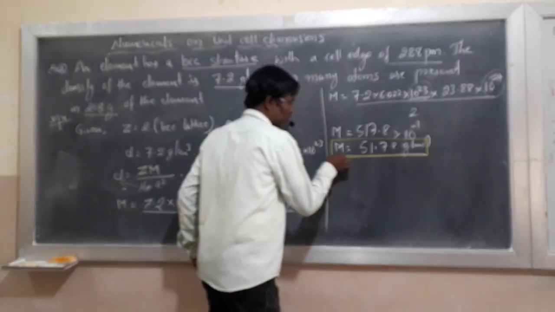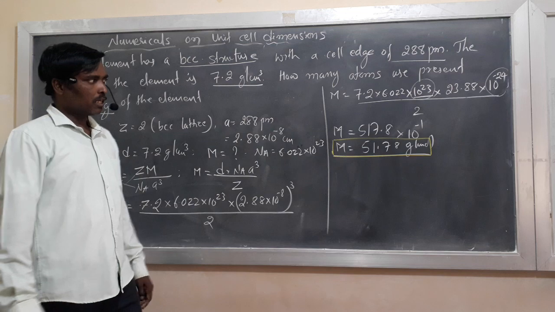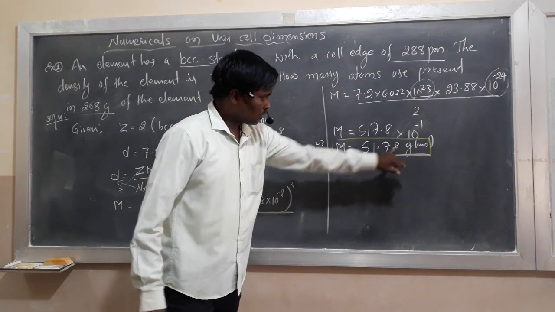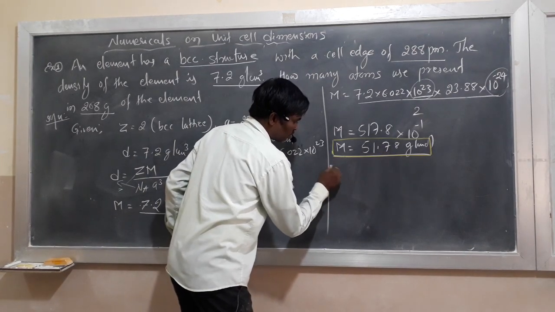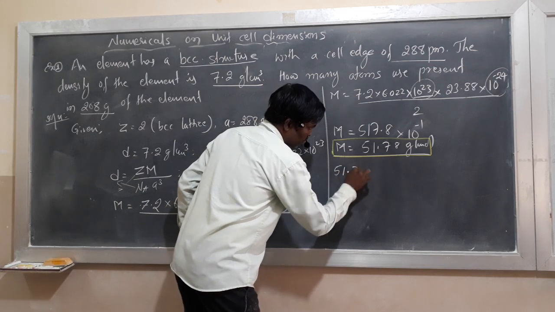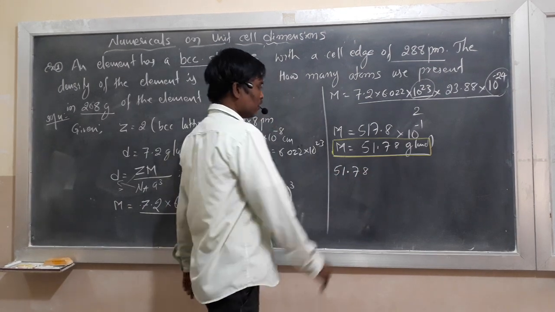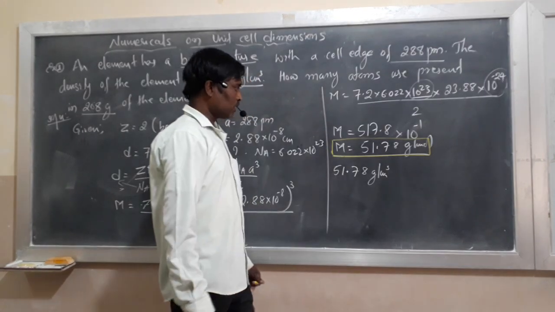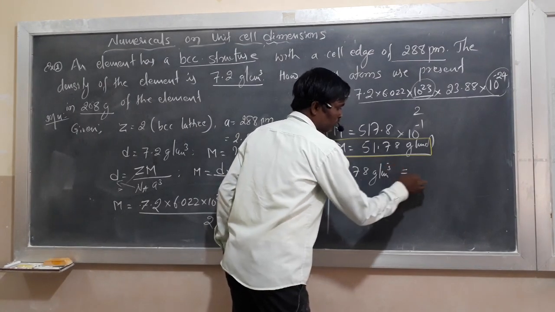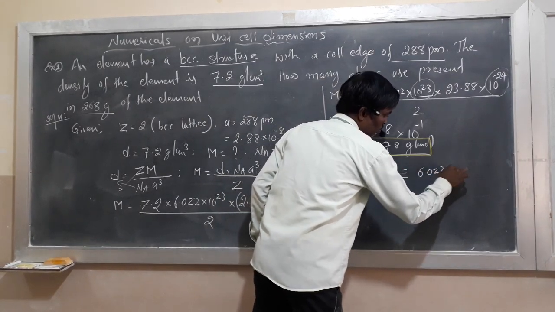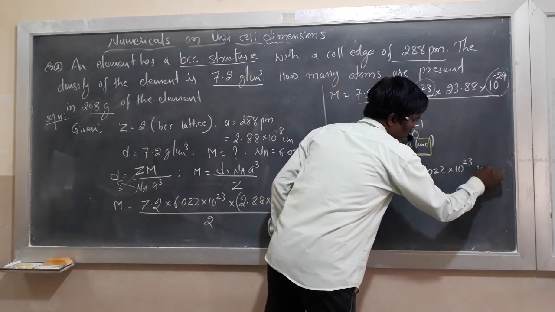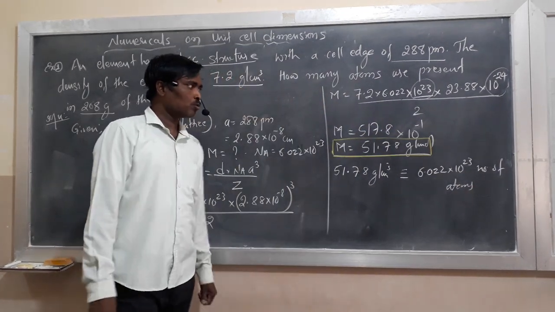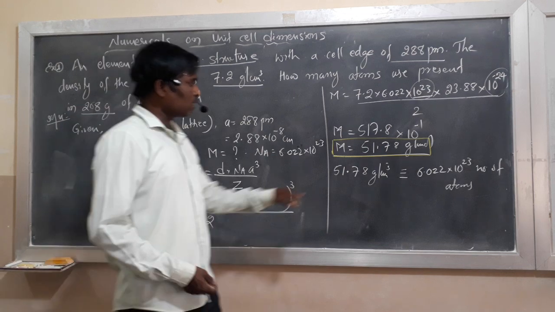By knowing the molecular mass, we can easily calculate the total number of particles present in this many grams. So let me write one small conversion, that is 51.78 grams. The mass of that element is equivalent to 6.022 into 10 raised to 23 atoms. Okay, this is the mass of 6.022 into 10 raised to 23 atoms, that is called the gram molecular mass.